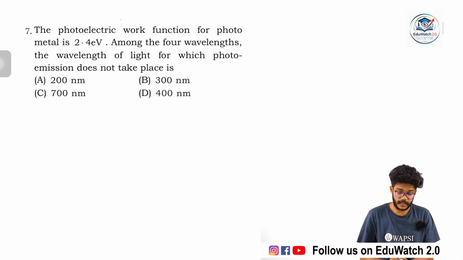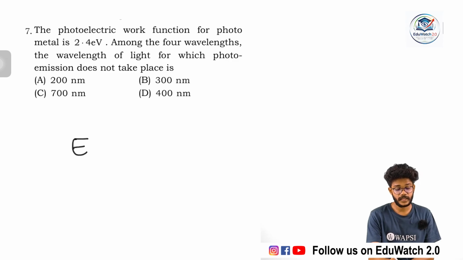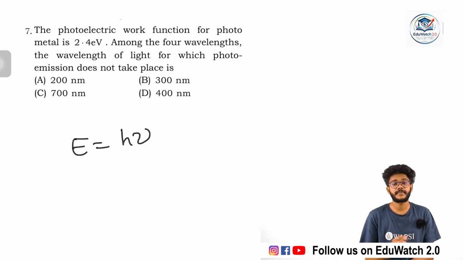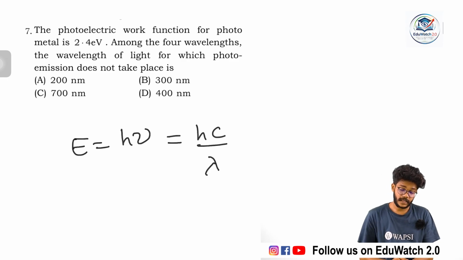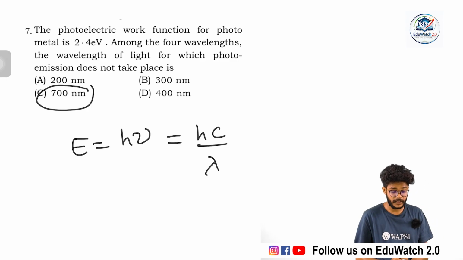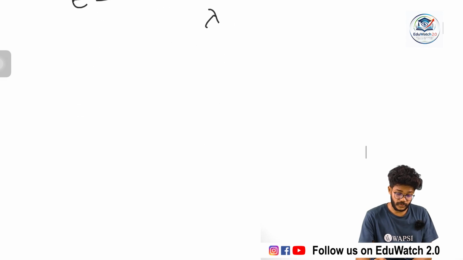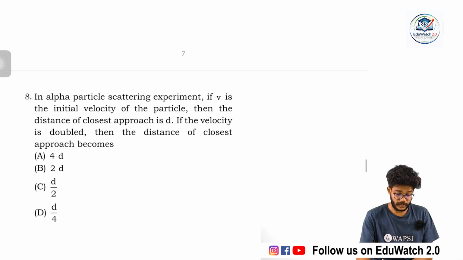So that means one of the options has low energy. Energy means what? E is equal to h nu. That means energy depends upon the frequency nu, and nu is c by lambda, so E is h c by lambda. So energy is inversely proportional to the wavelength lambda. When lambda increases, energy decreases. So the highest wavelength is given as 700 nanometer. Okay, so we can move to the next question.